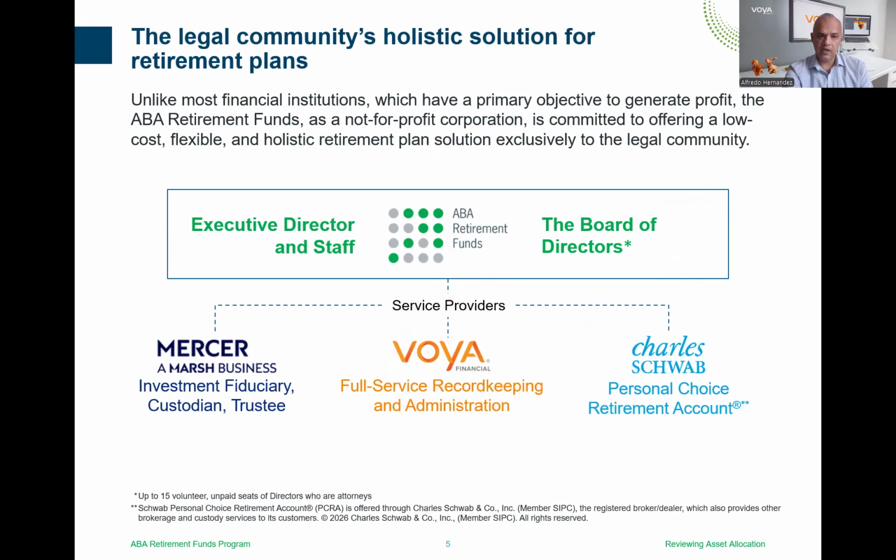Mercer, serving as the investment fiduciary, the custodian, and the trustee. Voya, full-service record keeper and administration. And Charles Schwab, who oversees, if you will, the self-directed brokerage account. So let's begin.